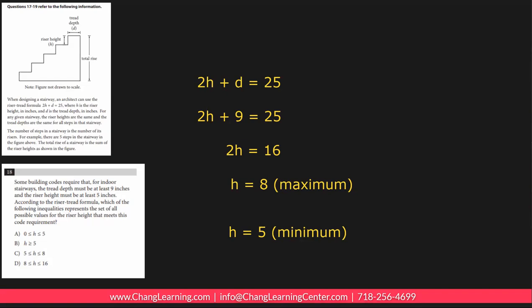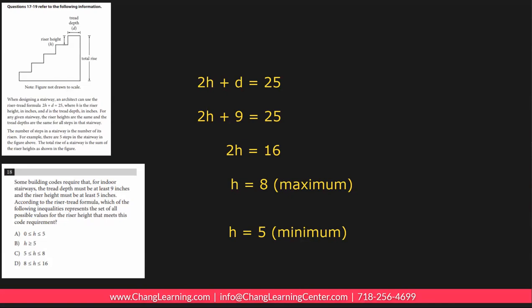Well, you can make the tread depth as long as you want for the foot to step on, but it has to be a minimum of 9 inches. So let's plug that into the formula. 2h plus d equals 25, and then 2h plus 9 equals 25. Subtracting 9, 2h equals 16, and the height of the step, or riser, will be 8 inches. That's the maximum.